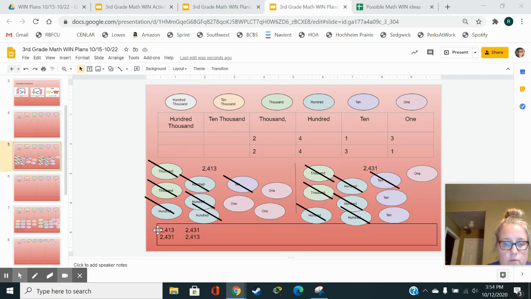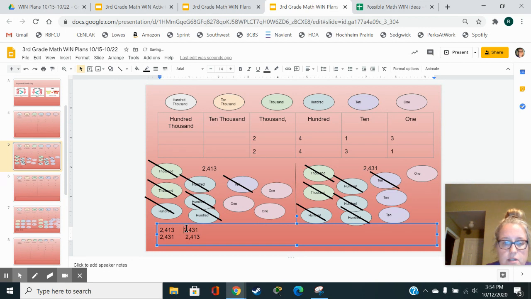So let's look at our inequality statements. The first one I wrote was 2,413. That's this side. So I want you to think about it. Is this side greater than or less than this side? That's right. It's less than. So I'm actually going to type in my less than symbol.